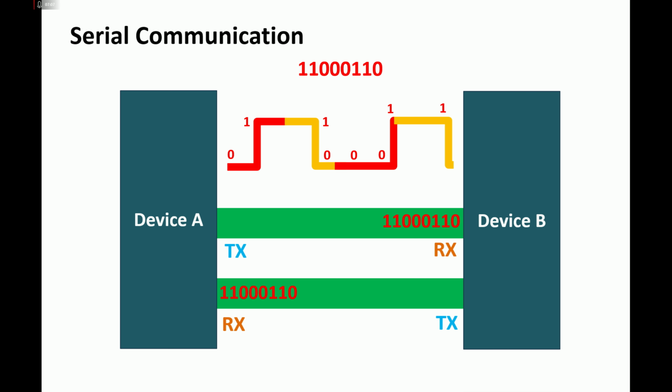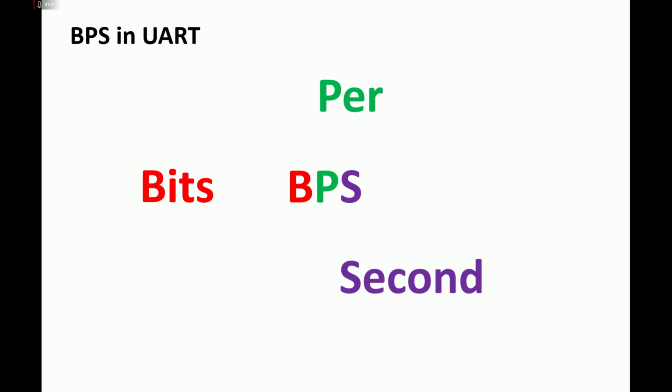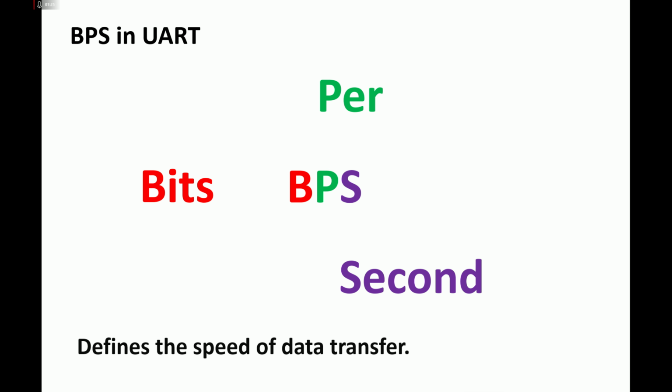So in that case, they have another concept called BPS. BPS in UART defines the speed. BPS stands for bits per second. How many bits are going per second? That's why we no longer need the clock in asynchronous UART communication. So let me make it further clear. This defines the speed of data transfer.